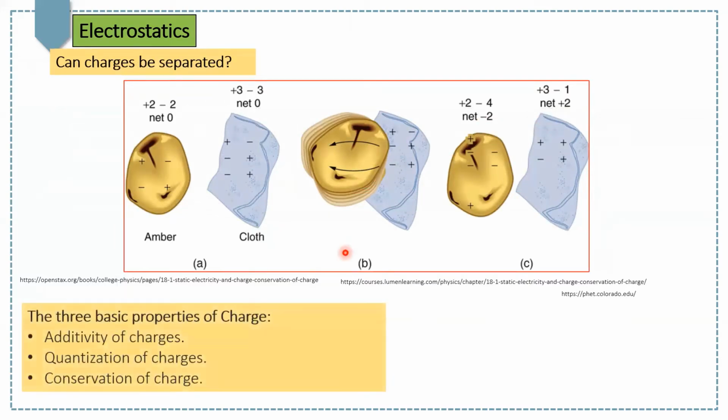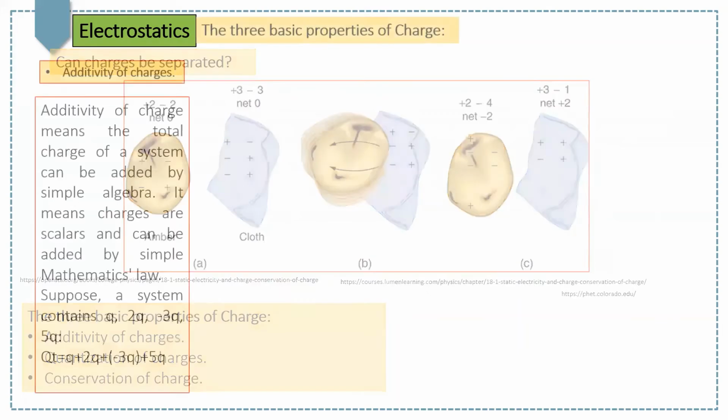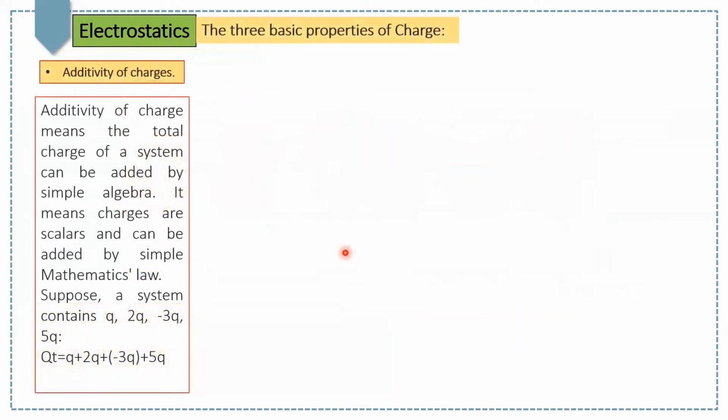There are three basic properties of charge. Number one, additivity of charges. Number two, quantization of charges. And the third, conservation of charges. First, additivity of charges means the charge of a system can be added by simple algebra. It means charges are scalars and can be added by simple mathematical laws. Suppose we have a system having charges q, 2q, minus 3q, and 5q, and we simply add them up to get the total charge on the system.